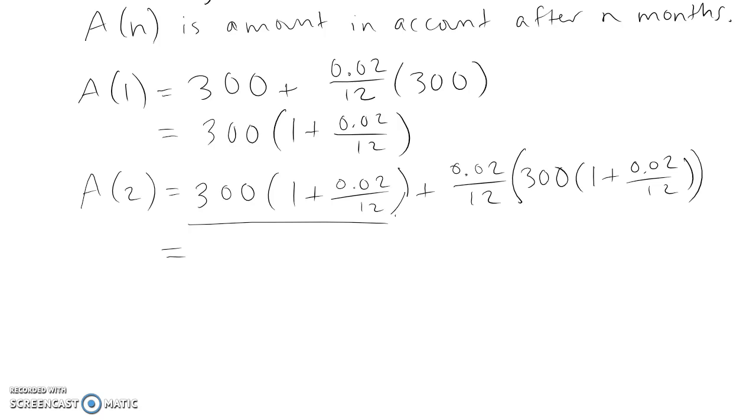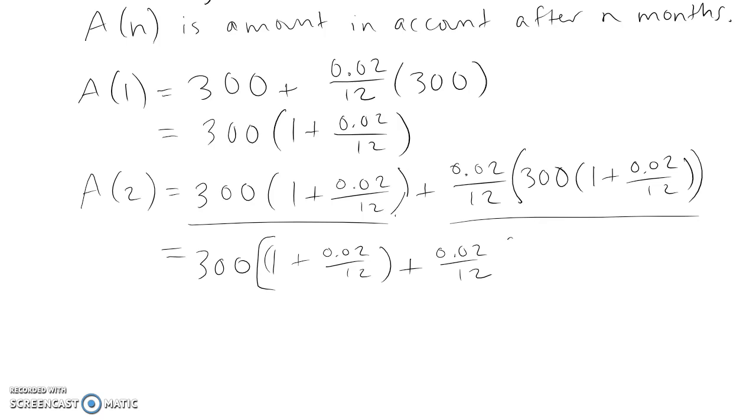We have two terms, 1, 2. They both have a common factor of 300. We'll pull out 300. We're left inside with 1 from the first term, 1 plus 0.02 over 12, plus in the second term we get 0.02 over 12 times 1 plus 0.02 over 12. And then we can factor out the 1 plus 0.02 over 12 out of each of these terms.